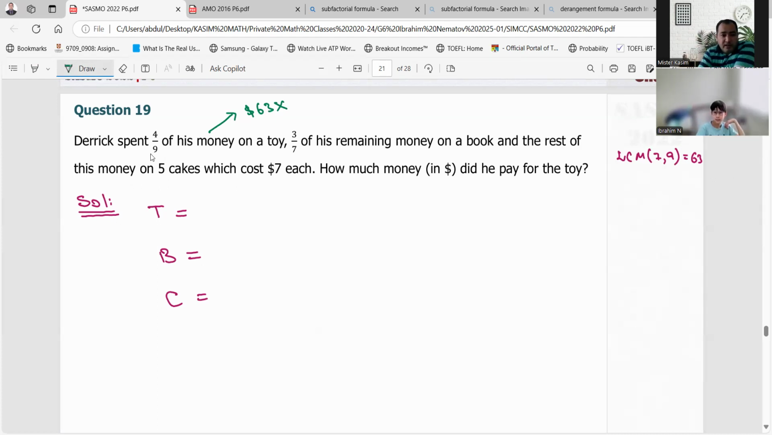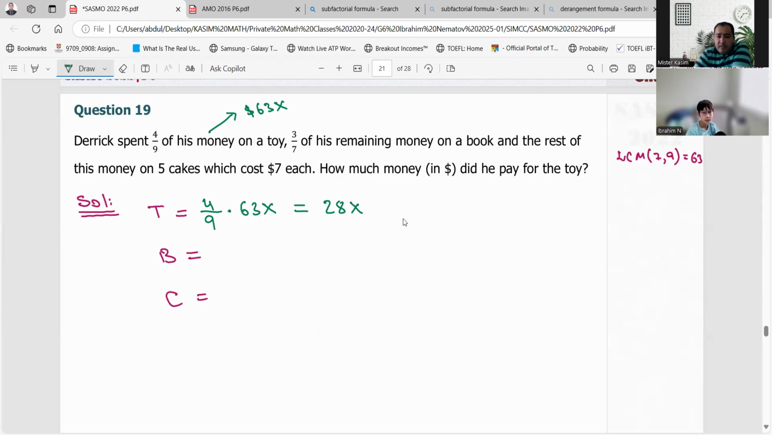And look, here, Derek spent 4/9 of, which means times, his money. How much did he have? 63 dollars, right? On toys. So let me simplify this. 63 divided by 9 is 7, times 4 is 28. So that means he spent 28 units of his money on toys, right?